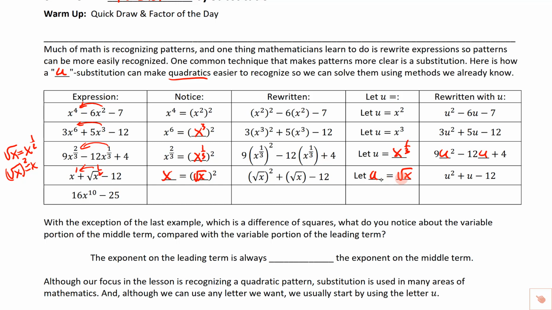So wherever there is a square root of x, we're going to replace it with a u. So this is the square root of x squared, so that's going to be a u squared. This is the square root of x, so that's plus a u. And then we've got the 12 right there.